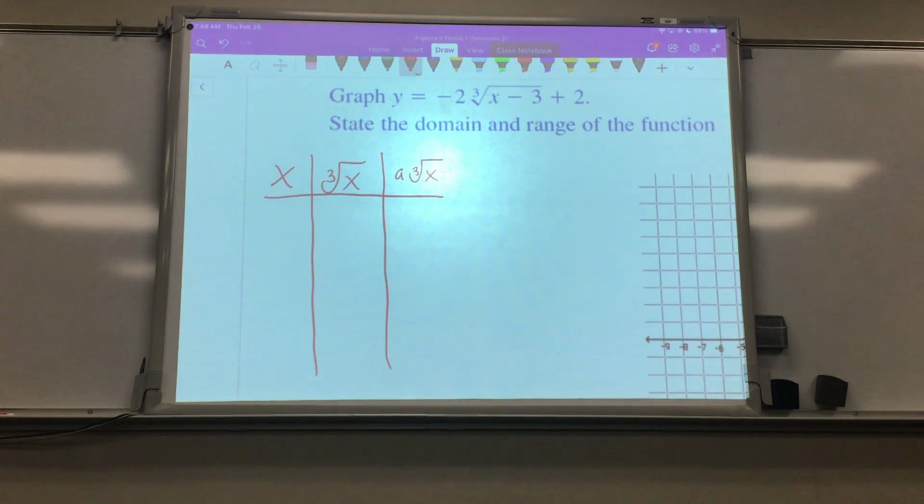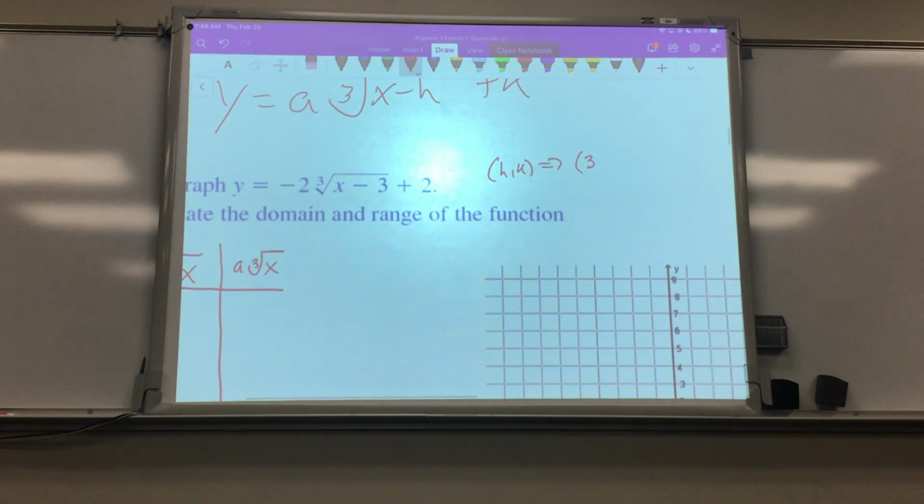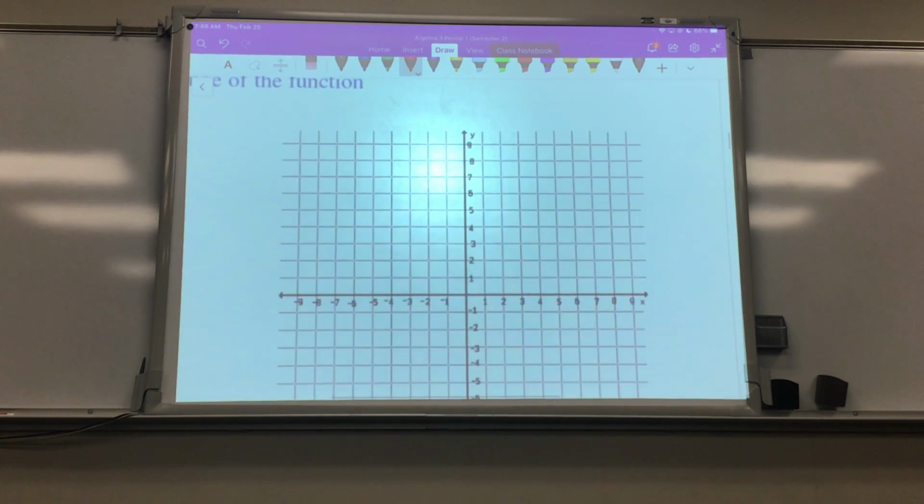Alright, so graphing a cube root function. We always want to figure out that h, k point. That's our shift left and right. What is that h, k? Remember, opposite what you see with x, and then what you see for the k value. Caitlin? 3, 2. Okay, so we can go ahead and plot that point. That's what we call the inflection point on a cube root function.